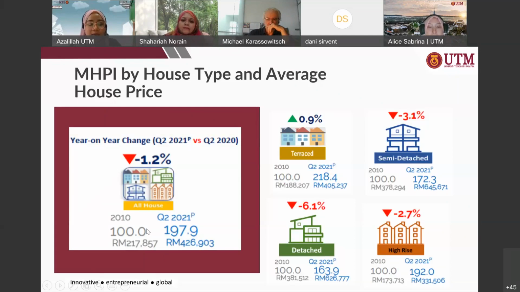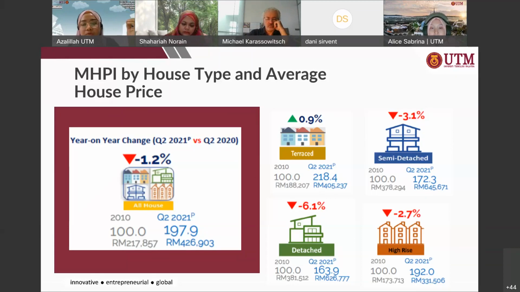We can see that in 2010, if you wanted to buy a house, the minimum price was about 200,000 ringgit. Unfortunately, in 2021, the minimum sales price for a house in Malaysia is around 400,000 ringgit. This is classified under terrace houses, which means 10 years ago we could buy a terrace house at this price, 188,000 ringgit. But nowadays we cannot buy at this price, and prices are soaring and increasing dramatically, even though we are facing the pandemic.